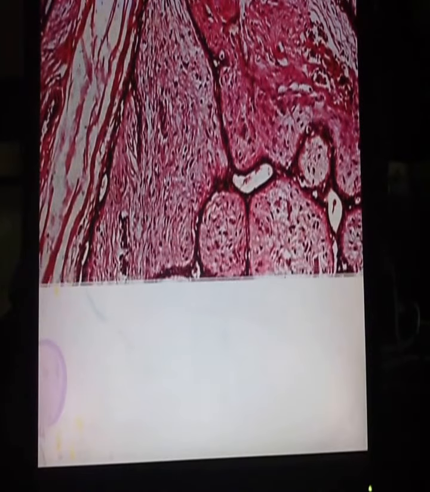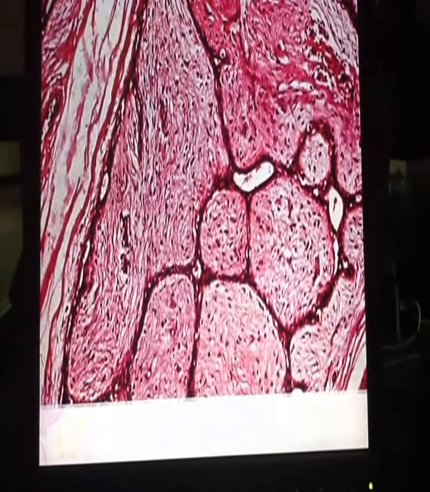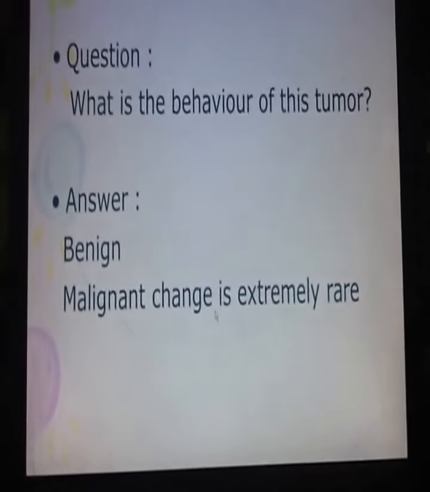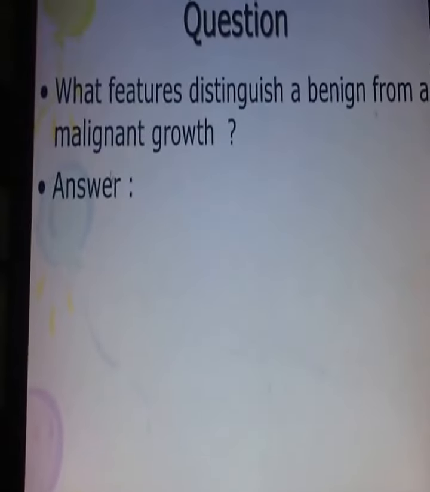So the behavior of this tumor, we said that this tumor is a benign tumor. It is a benign lesion. And malignant change could happen, but it is extremely rare.